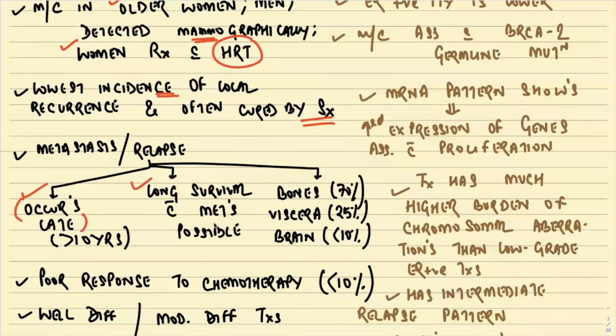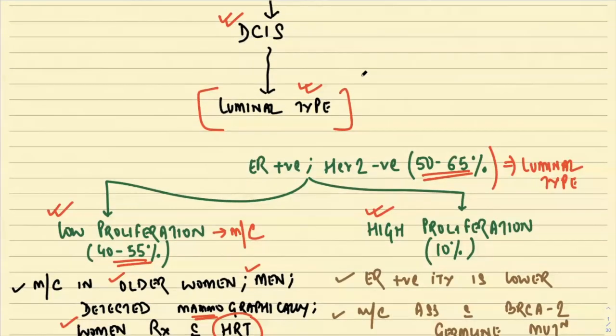Long survival with metastasis is also possible. And when metastasis occurs, it involves the bones in 70% of cases, viscera in 25% of cases, and the brain in less than 10% of the cases. Although this variety is ER positive, see, this is the variety which is ER positive.